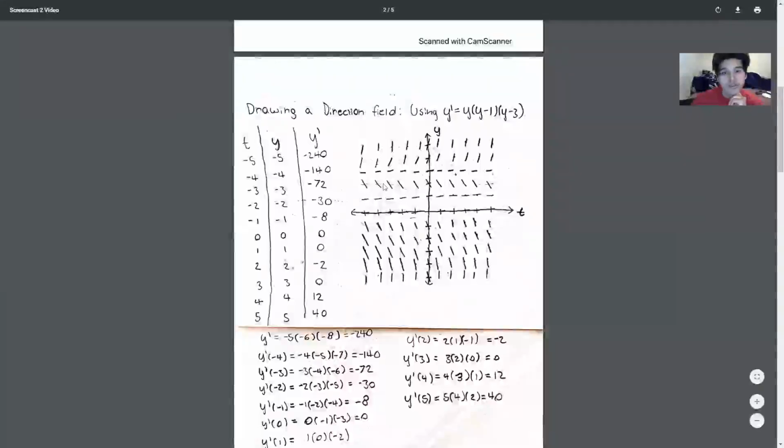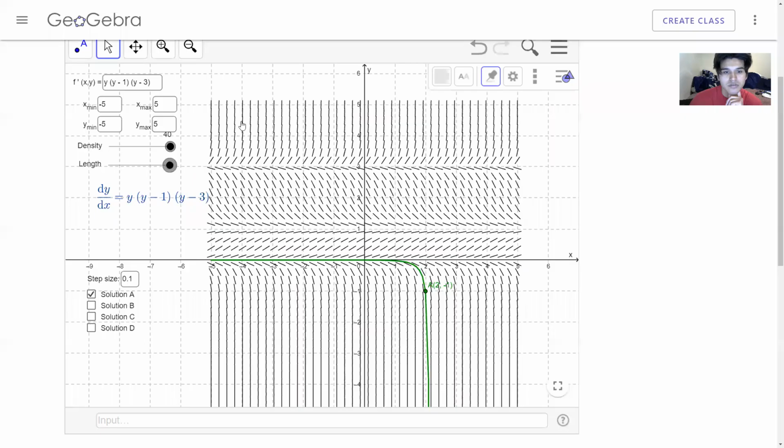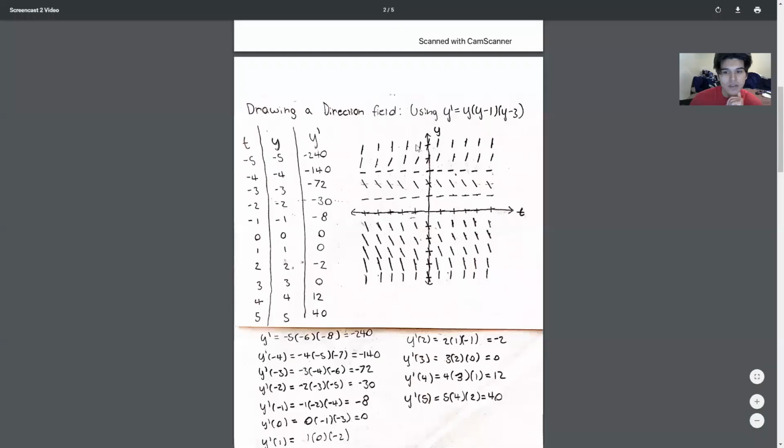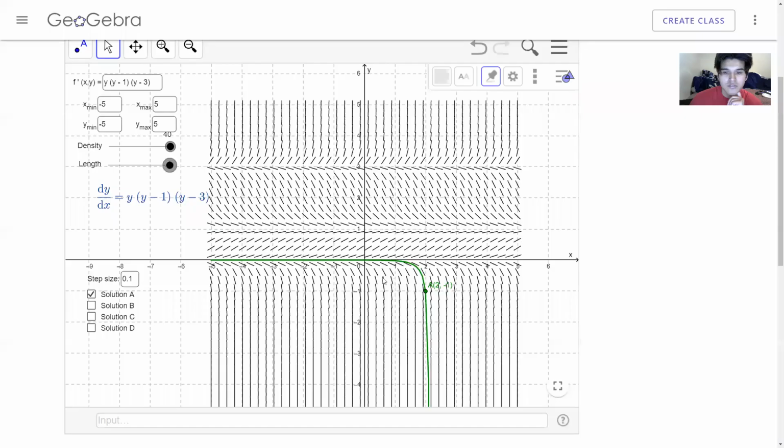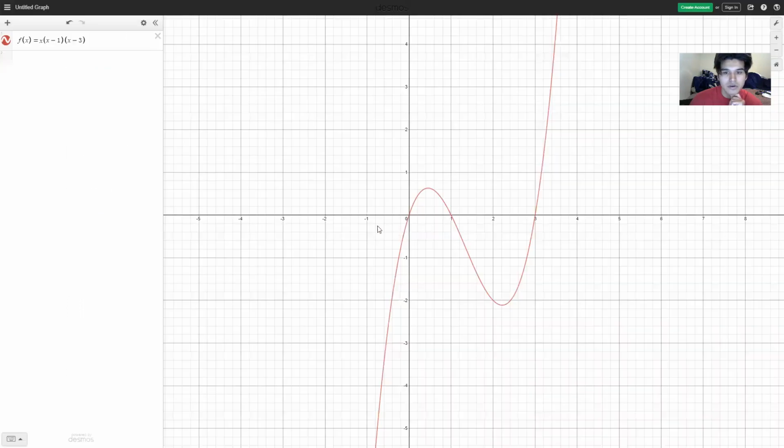All right, so let's go ahead and compare the direction field that I drew. Using an online application, I plugged in the differential equation and then I generated a direction field. So let's go ahead and compare. It's going to be this one right over here. And as you can see, mine is very similar. The only difference is that the one I used online is more accurate since it has more values. But as you can see, they're very similar.